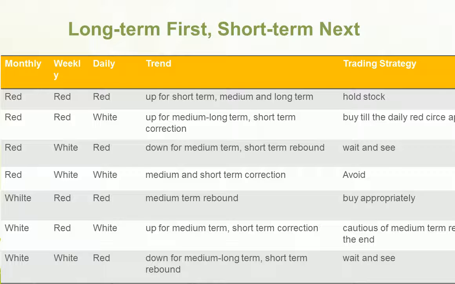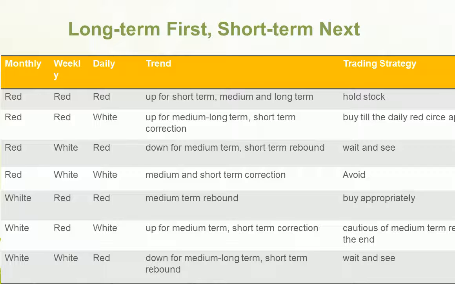What's the difference? The monthly chart, you can use this one to judge the long term and the short term. Okay. If you see the monthly is red circle, weekly is red circle, daily is red circle, that means it is up for short term, medium term, and long term, and you can hold your stocks.